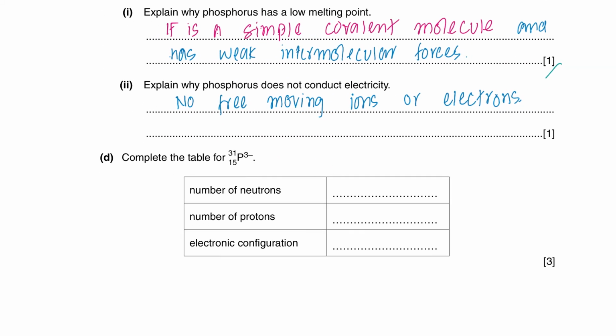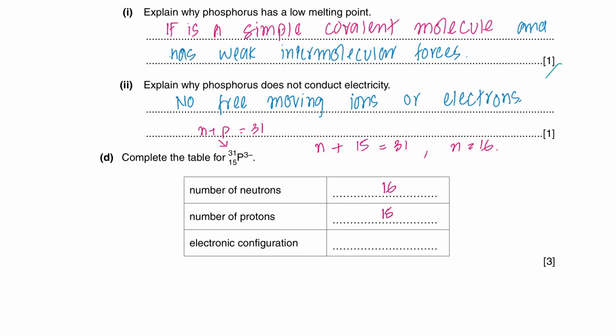Complete the table for phosphorus-31 with an ion, which is an ion with a 3 negative charge. Number of neutrons, I don't know, but let's start with number of protons. That's the easiest. It has 15 protons, so neutrons it should have 16. Why? Because the sum of neutrons and protons is 31 and protons are 15, so I'll do that math over here. So n has to be 16, right?